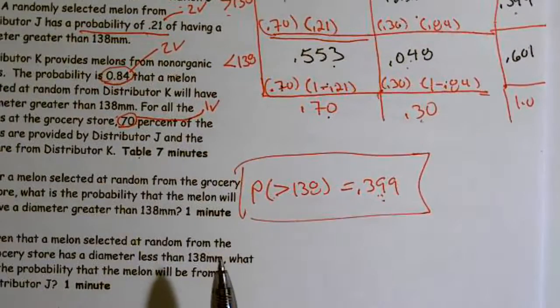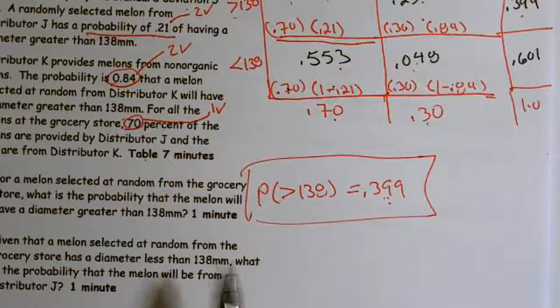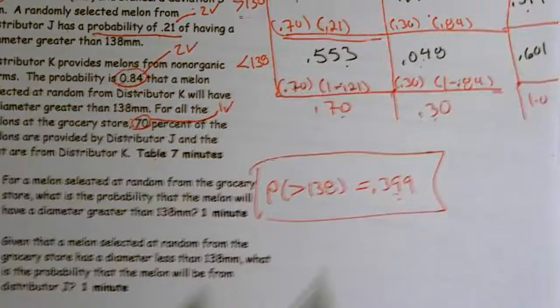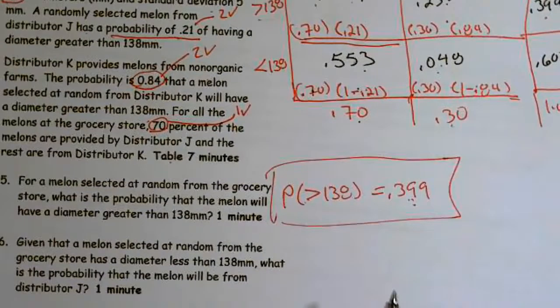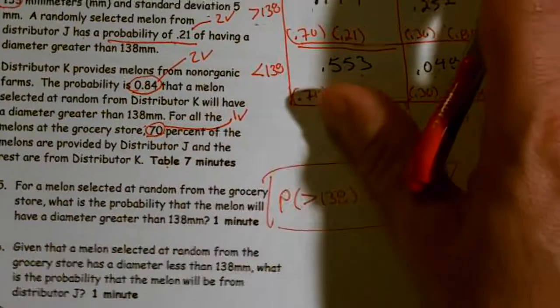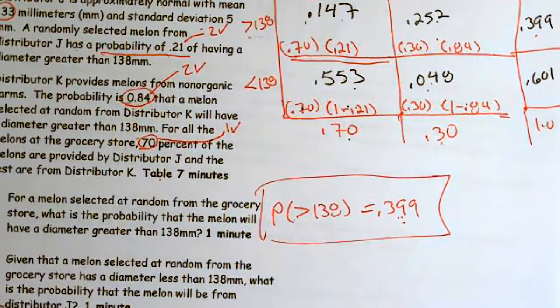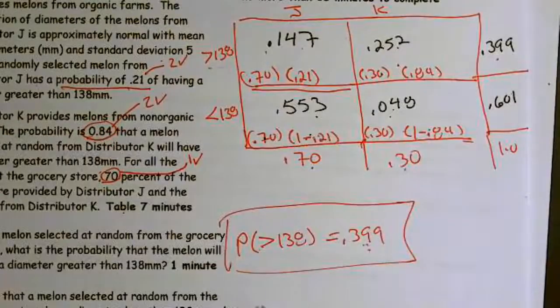The next one: given that a melon selected at random from the grocery store has a diameter less than 138, what's the probability that it is from distributor J? Now, here we have a given. This was something that people did not do. They did not show their work on this. Given a melon selected has less than 138, this tells me I have an intersection over given.